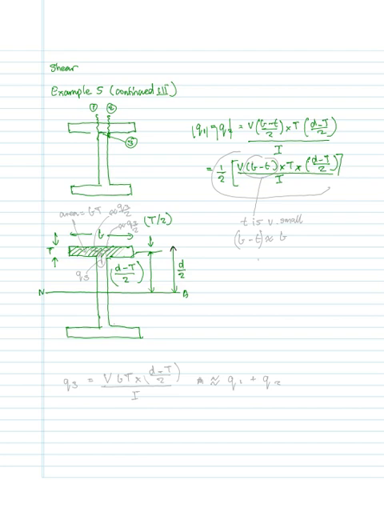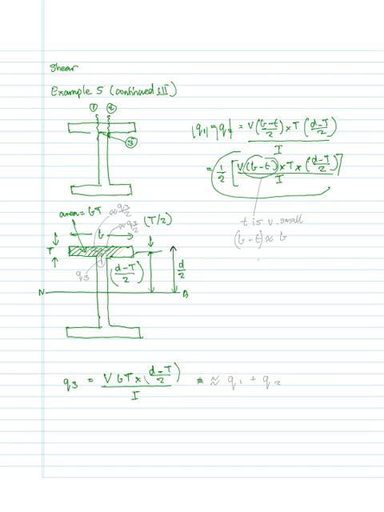So let's work out Q3. Q3 is going to be equal to big V multiplied by B times T, because that's going to be the area, so area of the shaded bit is equal to B times T, multiplied by the centroid of that area to the neutral axis, and that is going to be (D minus T over 2), and all of that is going to be over I.